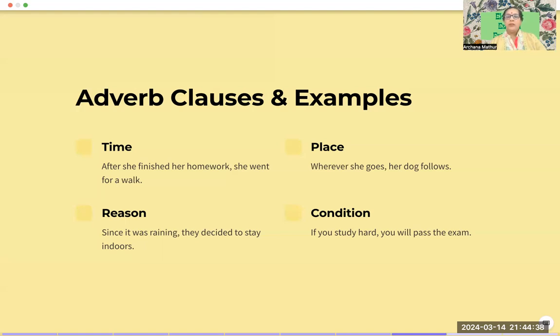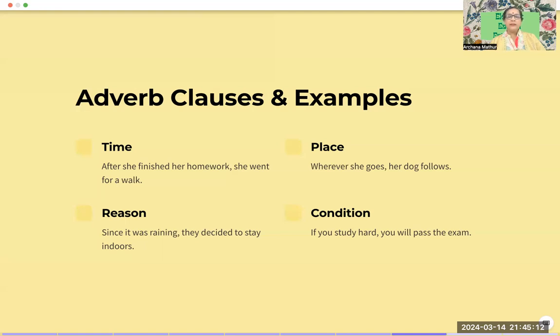Place: wherever she goes, her dog follows. The dog follows her wherever she goes. So wherever she goes is an adverb clause, because where she is going is being followed by her dog. Here the adverb clause for place would be wherever she goes. Where does her dog go? Wherever she goes. Reason, adverb clause for reason.